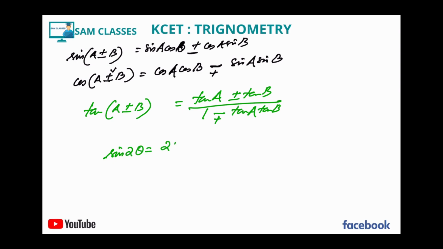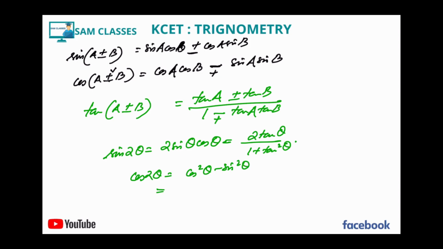Okay, next, multiple angles. So sine 2 theta is equal to 2 sine theta cos theta, that we know, everybody knows, and that is equal to 2 tan theta by 1 plus tan square theta. Correct. So done. Next, cos 2 theta.